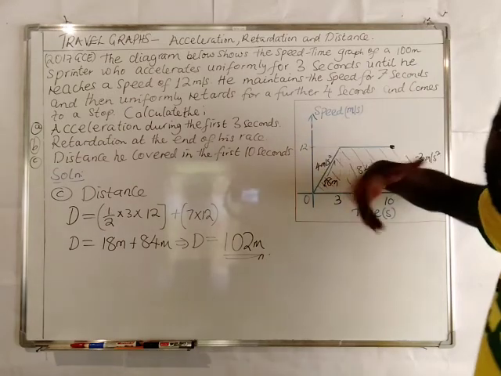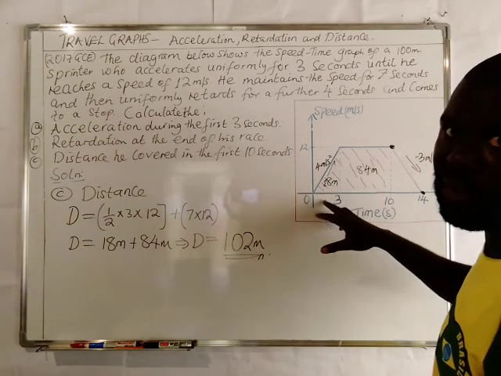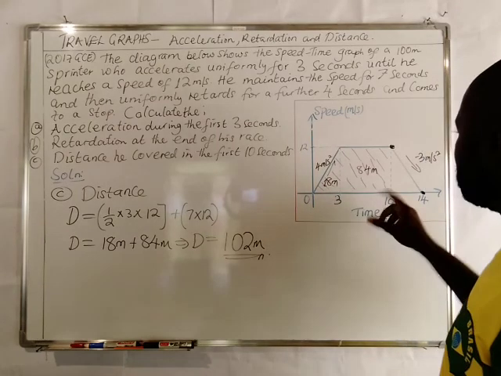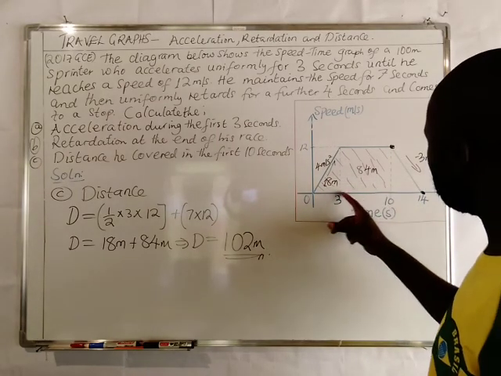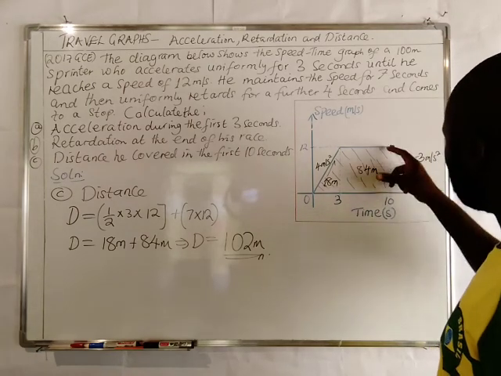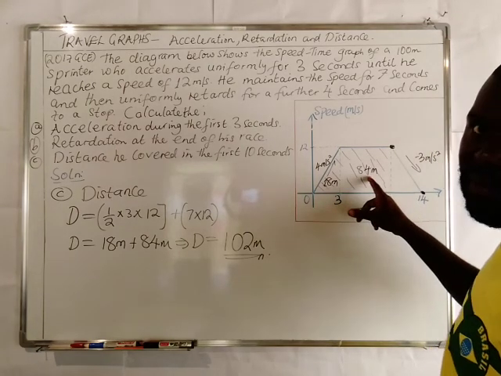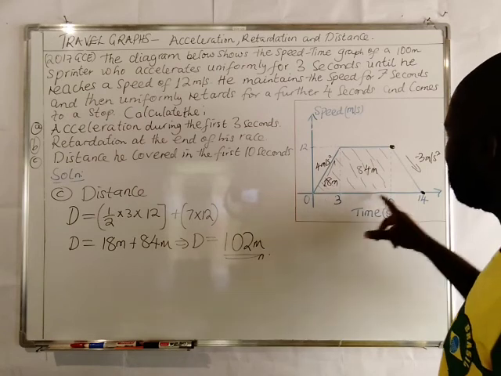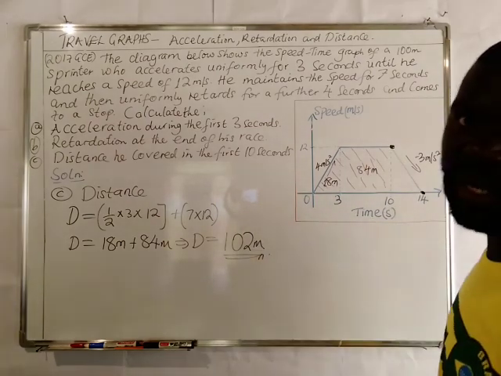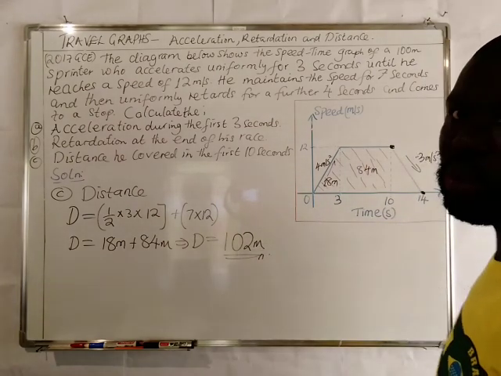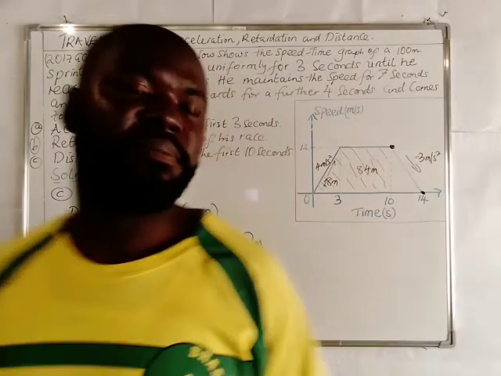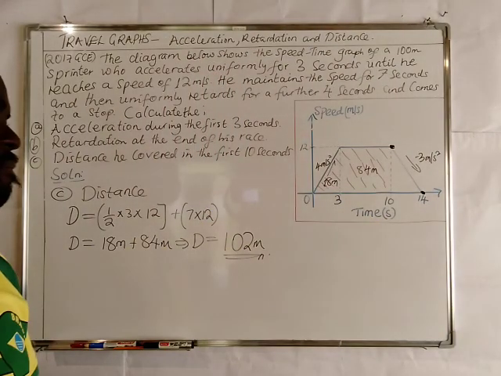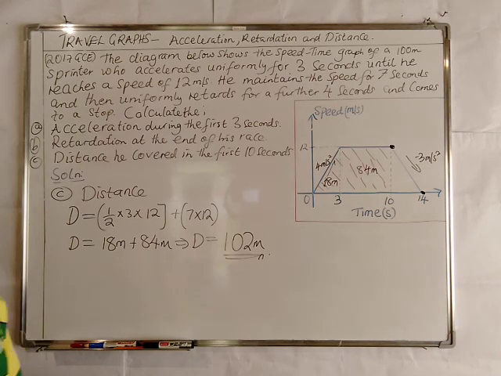So here we have a triangle, so you use the formula for the area of a triangle, which is half base times height. Now between 3 and 10, you use the area of a rectangle, where you multiply the length and the breadth, and you get 84 meters. So between 0 and 10, you sum them. That's how we have 102 meters. Basically, this is how simply we get the distance, the acceleration, and the retardation.